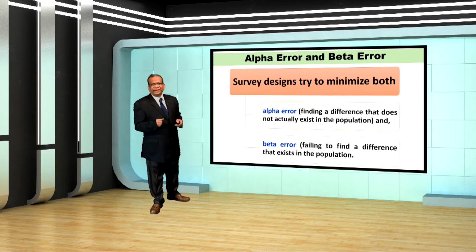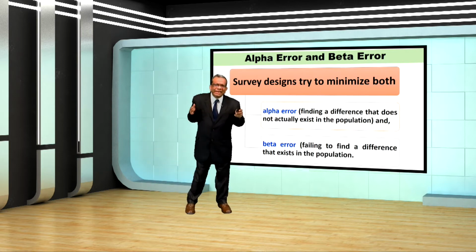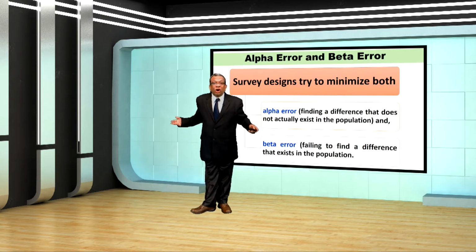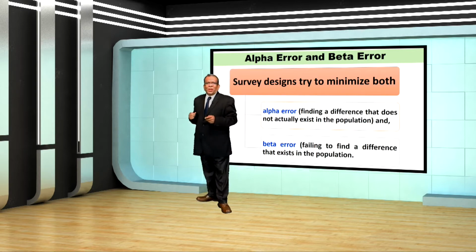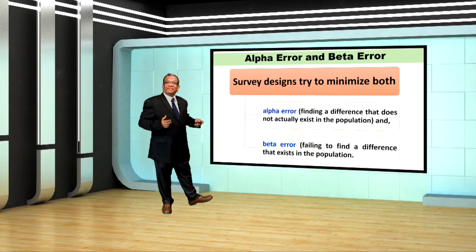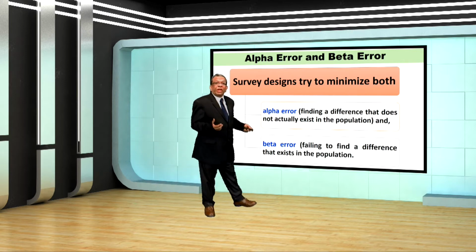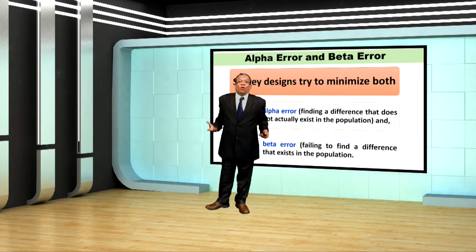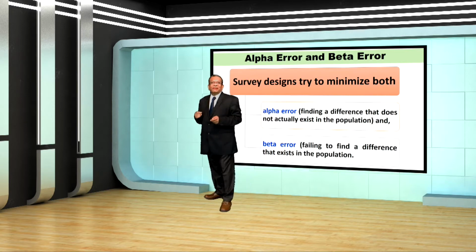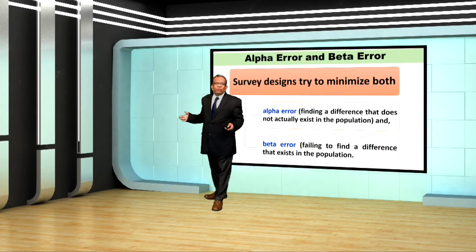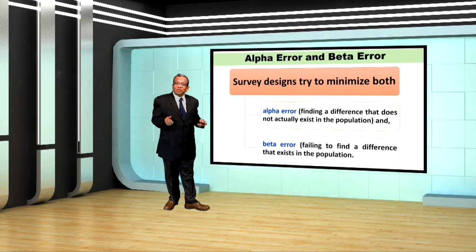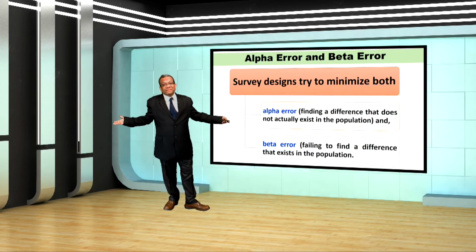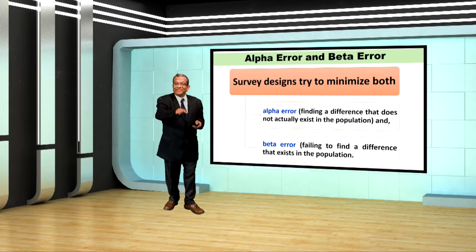Let me define alpha error. Alpha error is finding a difference that does not actually exist in the population. This is very important. We need to minimize this particular error, or else you will be finding a false positive in the population. On the other hand, beta error is failing to find a difference that exists in the population. That is, you are not able to find the difference when actually there is a difference.